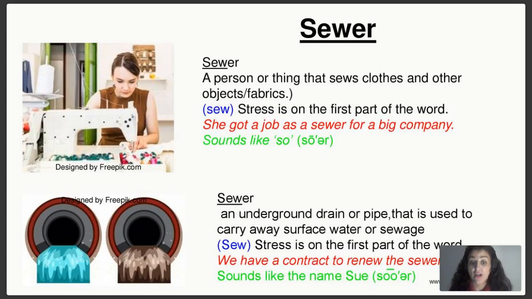We have a contract to renew the sewer lines. But it sounds like Sue, the name Susan, or if you were to sue someone in a court of law, I sued my friend for stealing my money or something. So sue, oo sound, and the first one is an O sound. So, O, sue, sower and sewer.